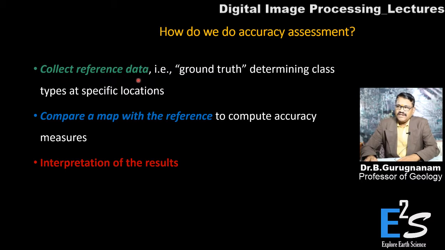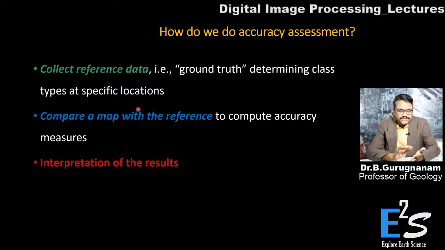Collect reference data, that is, ground truth data. You go to the field, take a spectroradiometer and collect the ground truth data, determining the class types at each pixel. Or suppose you don't have a spectroradiometer, maybe you collect the name of the object on the ground and bring it back as point information, and then I will tell you how it is done.